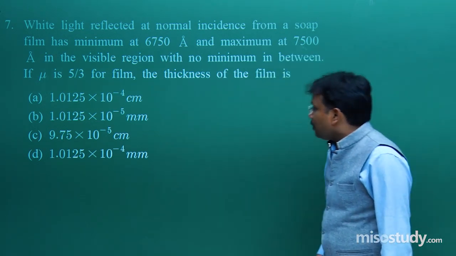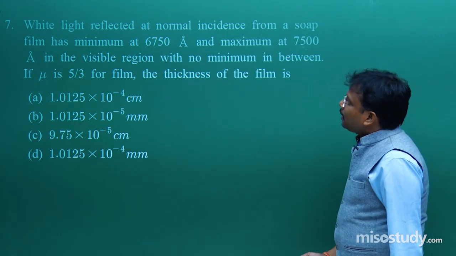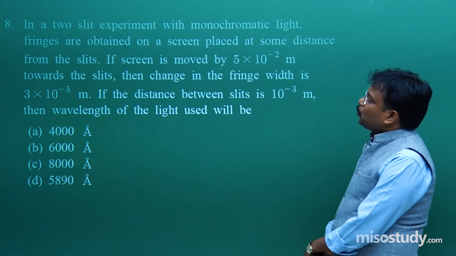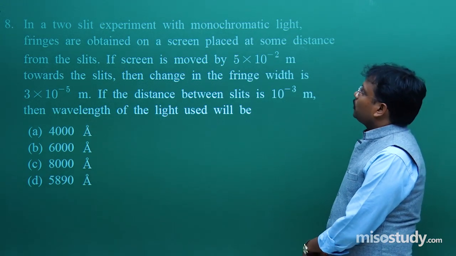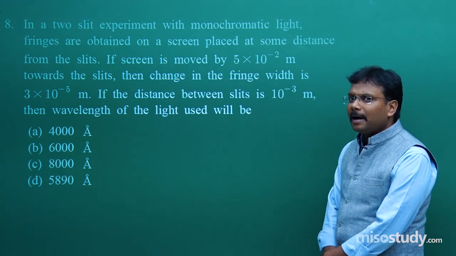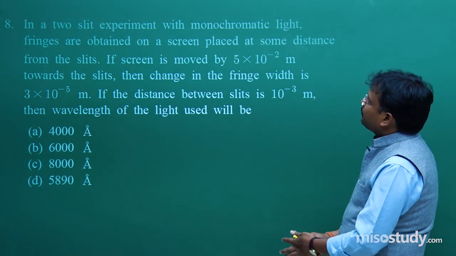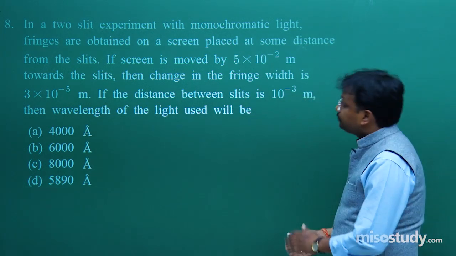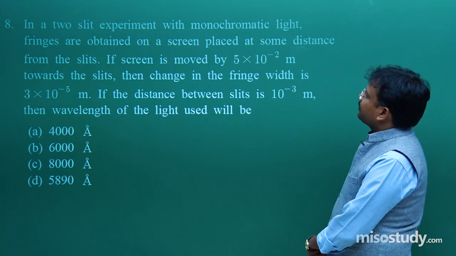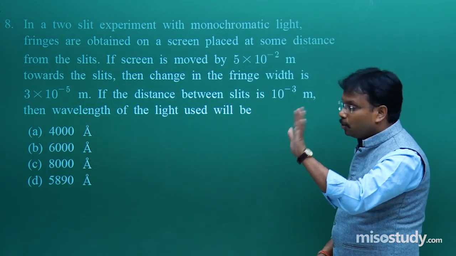Because in the examination hall, obviously you can't derive these results. So here comes your next question. In a two-slit experiment with monochromatic light, somehow we are moving towards interference pattern discussion. In a two-slit experiment with monochromatic light, fringes are obtained on a screen placed at some distance from the slits. Fine, I will show you the diagram, do not worry.